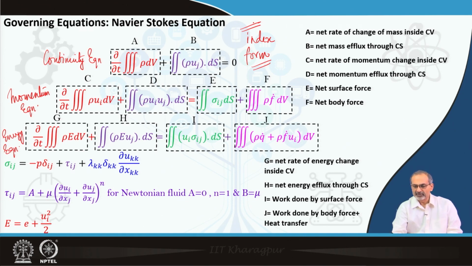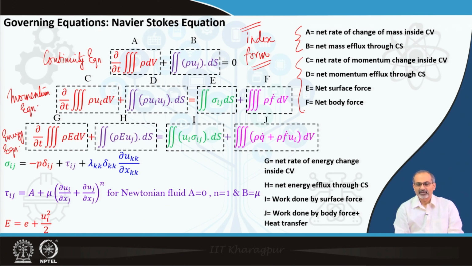So, you should be able to recall the interpretation of the different fluxes A and B referring to the fluxes involving the continuity equation, the net rate of change of mass and the net mass efflux through the control surface, which gives you the effects in the continuity equation. There are 4 flux terms in the momentum equation: net rate of momentum change inside control volume, net momentum efflux through the control surface, net surface force and net body force.